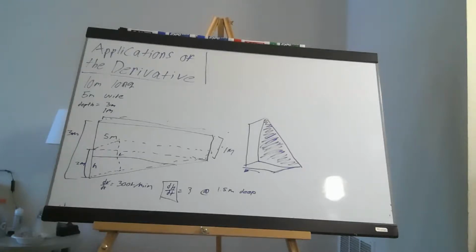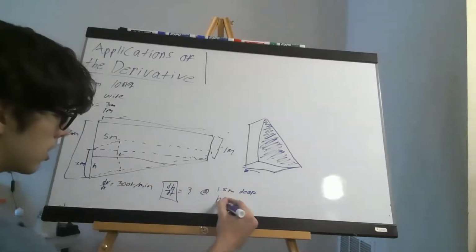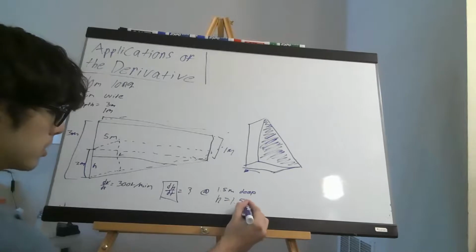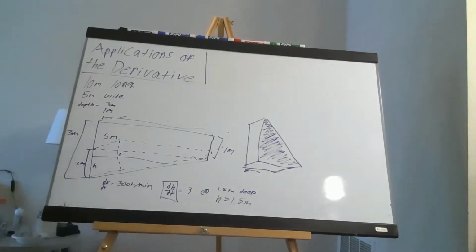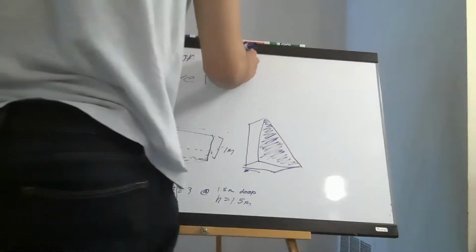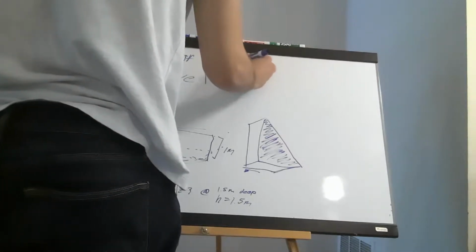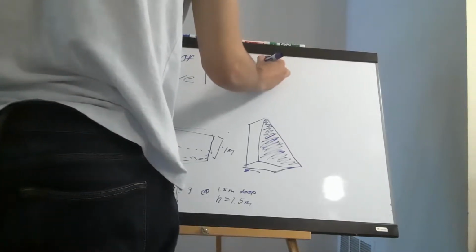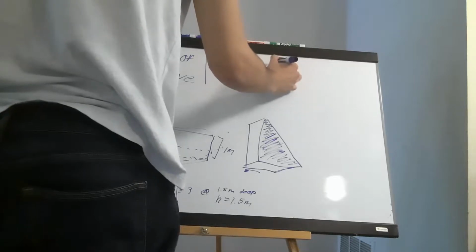So we know that the volume is increasing at 300 liters per minute. We want to know what the change in height is at 1.5 meters deep, so where h equals 1.5 meters. Again, let's just set it up for volume first. So volume is equal to 1/2 base times height times width.